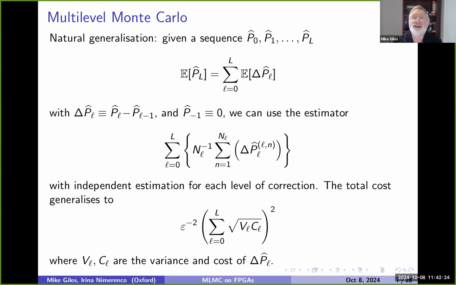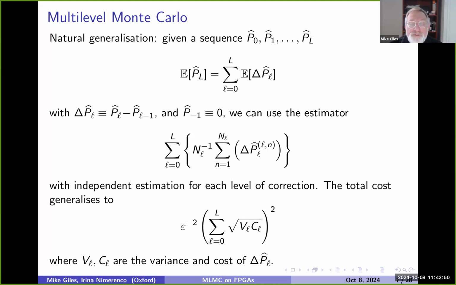We then very naturally generalize to having a whole sequence of levels. And this is what we would do normally if we're approximating an SDE, that on level L, we might use 2 to the L time steps. So as we go to finer levels, we're doing more time steps. It's more accurate, but it's also more costly.